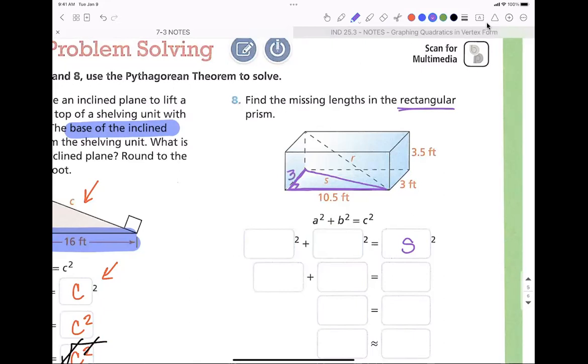So if we want to know the diagonal of just the flat base, we would say the first leg is 3, right? So that's our A and this is our B. So 3 squared plus 10.5 squared is going to give us S squared. Now we're going to just keep that S squared all the way down because we don't know S. That's what we're trying to solve. So that's going to stay our unknown. Square the 3 and square the 10.5, and then add them together. 119.25. Yeah. Okay.